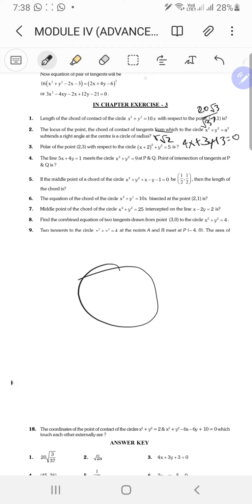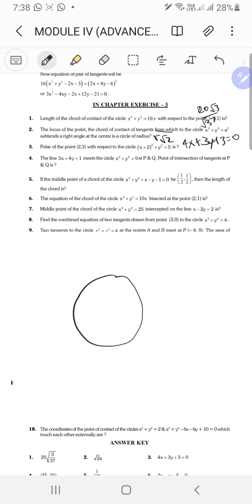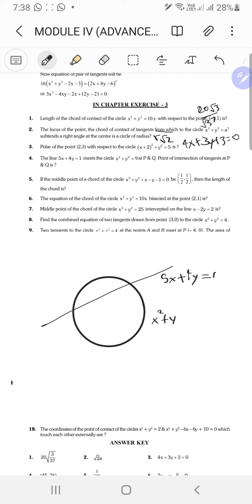So this is really bad. Okay, that's better. So it's some line 5x plus 4y equal to 1. This is a circle x squared plus y squared equal to 9. And this meets the circle at P and Q. Point of intersection of tangent at P and at Q is. So these are going to intersect somewhere over there, I guess. So call this R maybe.